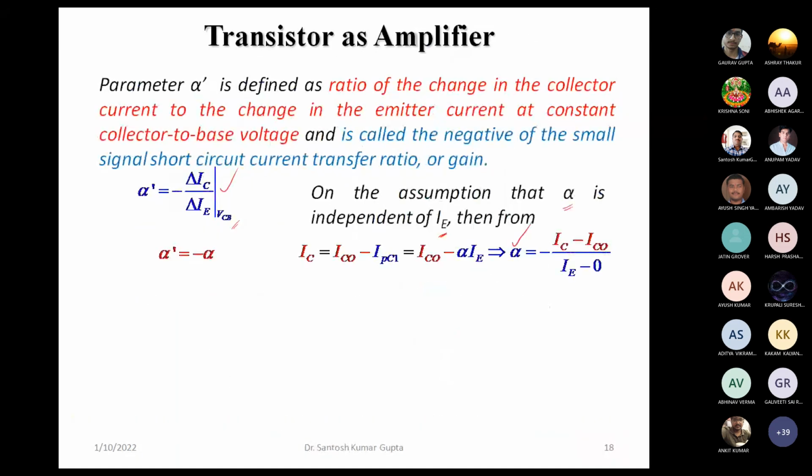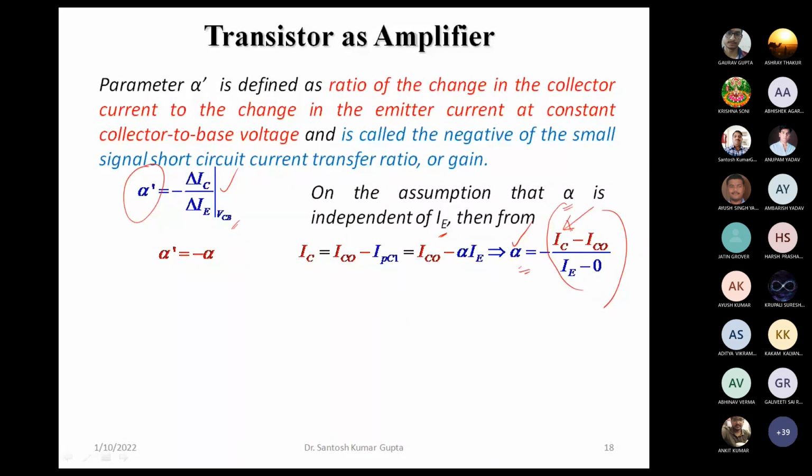So alpha dash and alpha seem to be the same value here. Alpha was the large signal current gain, and alpha dash is defined as the change in the collector current to the change in the emitter current. Whereas alpha was not a change, it was the absolute value of the DC current.